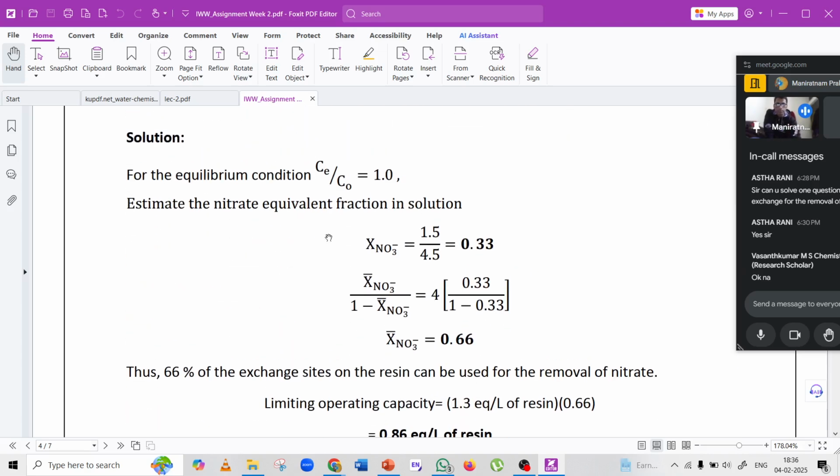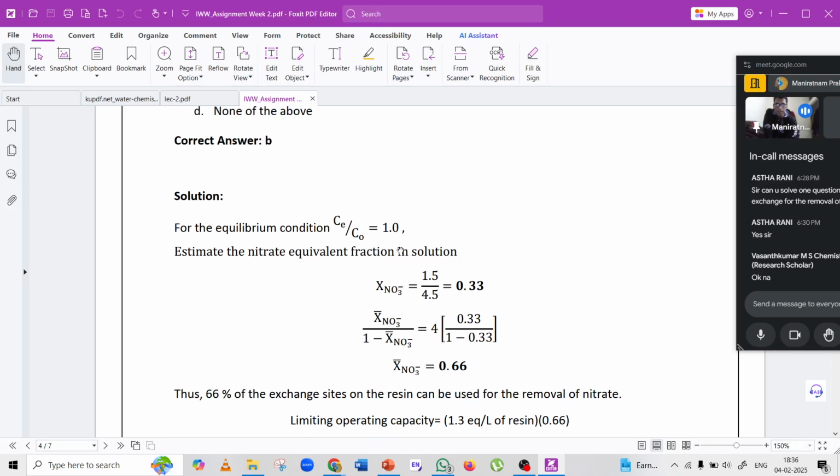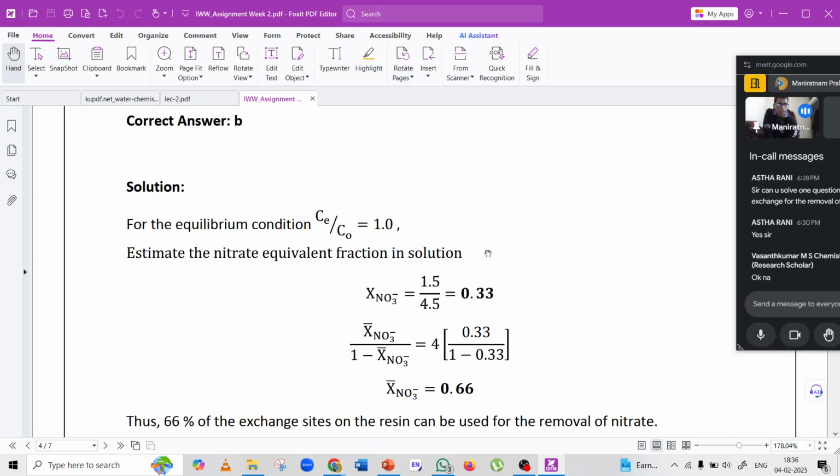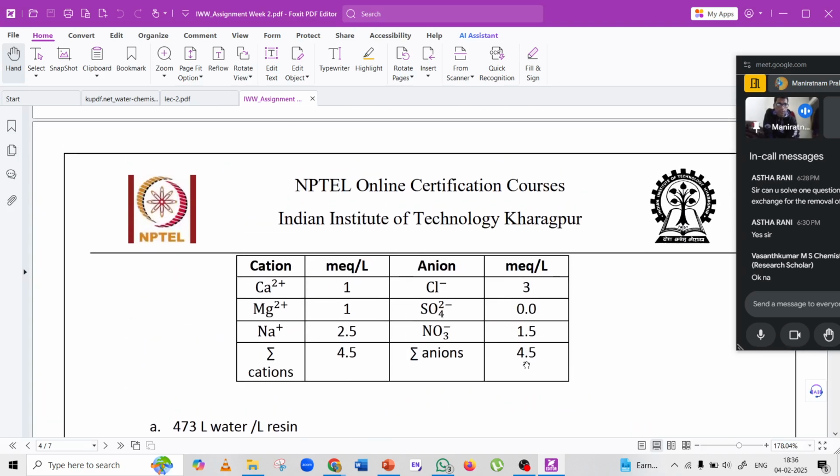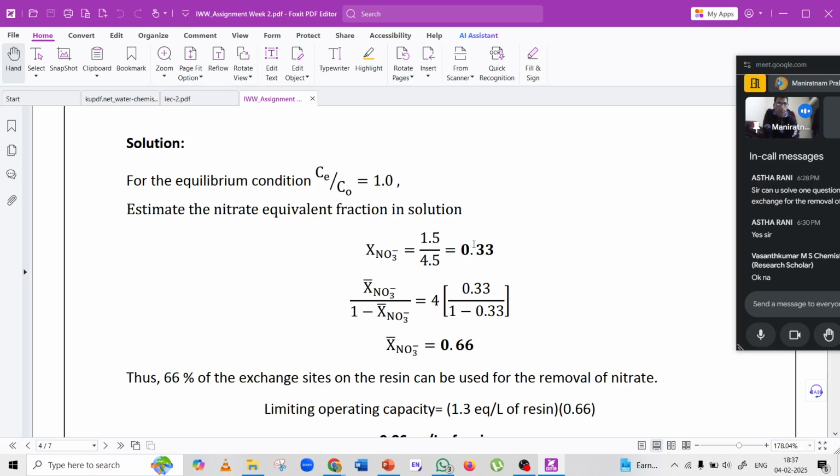Then we know that in equilibrium condition, suppose we are treating our contaminant with some kind of resin. After the resin has become saturated or has achieved equilibrium, whatever I am adding in the water, in the outlet we will have the same concentration. Now first we will find the fraction of contaminant in our water. Total concentration is 4.5 and nitrate concentration is 1.5. The fraction will be 0.3.